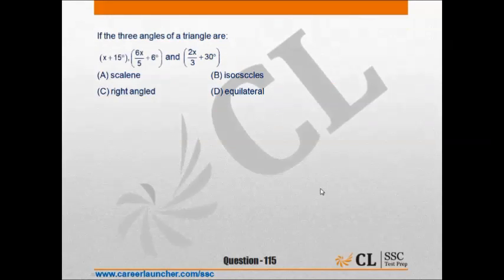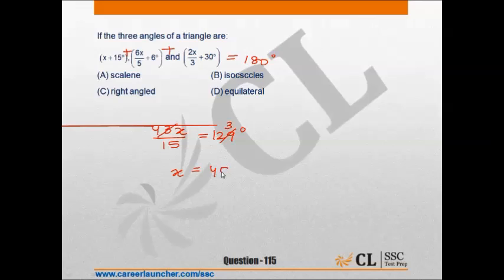The question is, if the three angles of a triangle are x plus 15 degree, 6x by 5 plus 6 degree and 2x by 3 plus 30 degree, then the triangle is. As we all know that the sum of three angles of a triangle is 180 degree. So x plus 15 degree plus 6x by 5 plus 6 degree plus 2x by 3 plus 30 degree is equals to 180 degree. From this equation we get 43x upon 15 is equals to 129 degree. 43 into 3 is equals to 129. So we get x is equals to 45 degree.